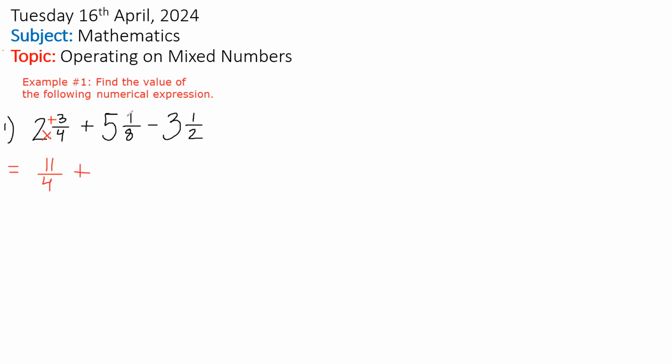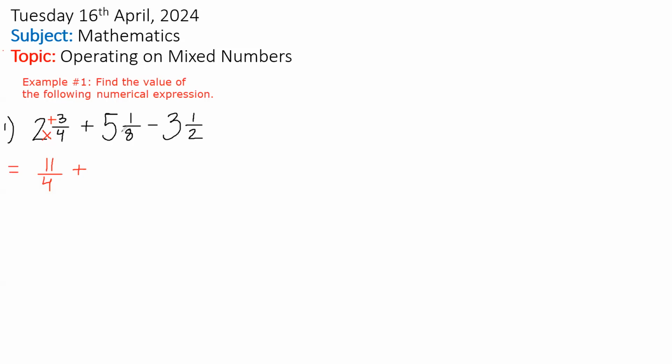Now we have another mixed number, right? What we have to do is take this mixed number and convert it into an improper fraction in the same way. So it's going to be plus.